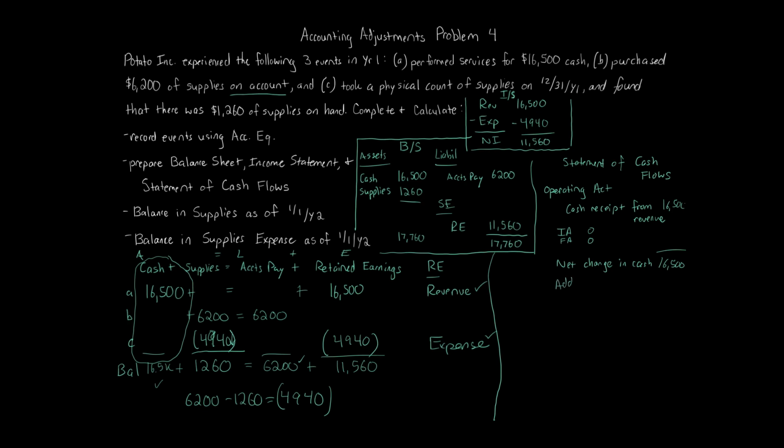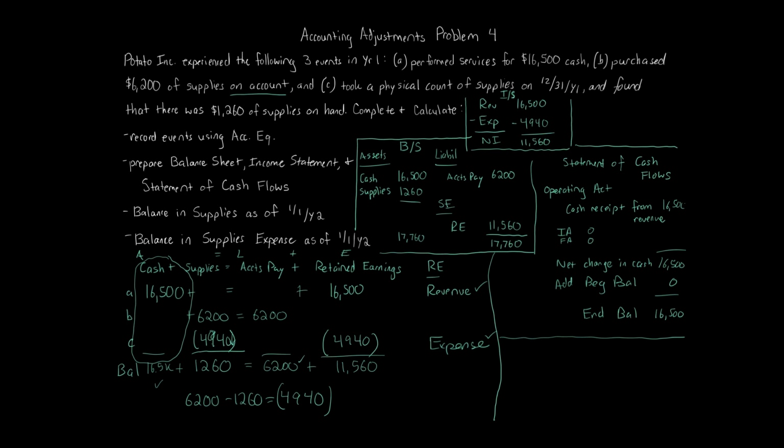We have to add our beginning balance in cash, which we're not told. So it's zero. So our ending balance in cash, just from these transactions, is $16,500. And we've completed our statement of cash flows. Boom, like that. Income statement, balance sheet, statement of cash flows. We've completed all three of those pretty quick.